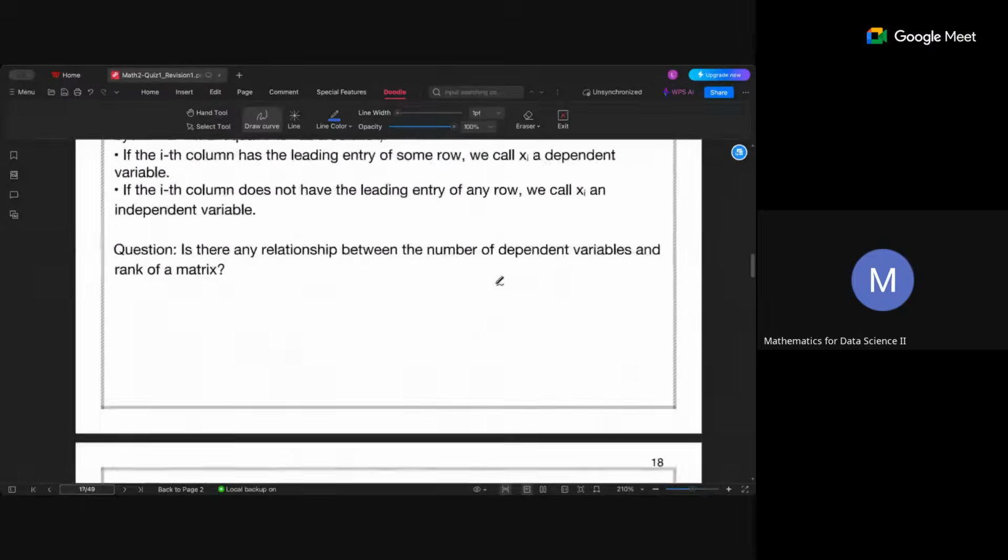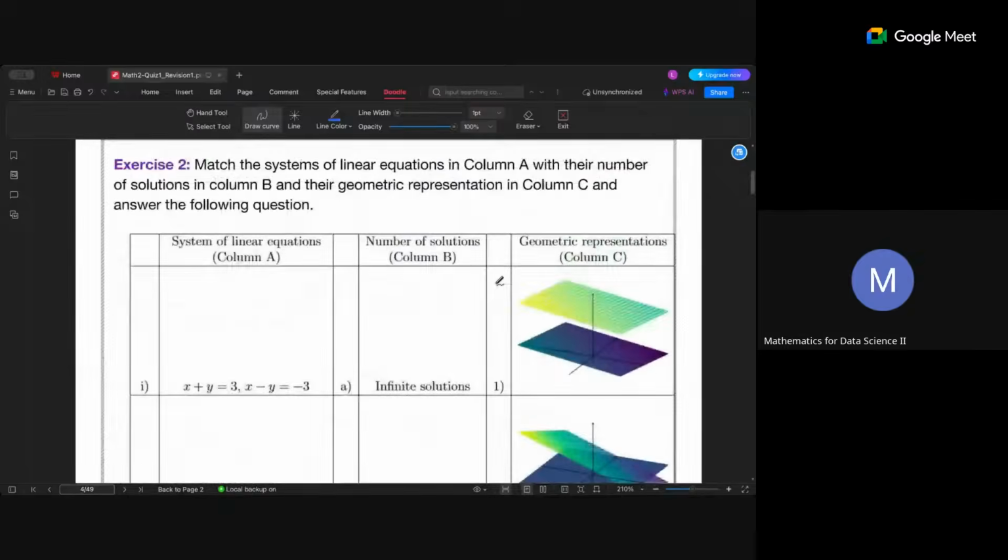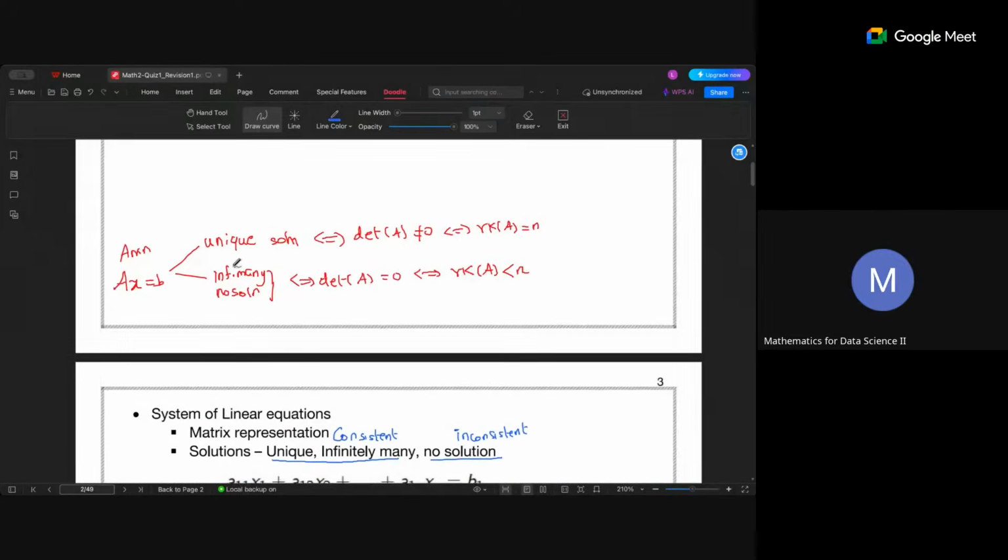Okay. So here I can quickly repeat what I told, because it's something important. Whenever you have a square matrix, Ax is equal to B, you either have a unique solution or you have infinitely many solutions. A unique solution means the determinant must be non-zero and the rank of A must be n. Or if you have infinitely many solutions or no solution, then the determinant must be 0 and the rank is strictly less than n. So these are equivalent conditions and these are also equivalent conditions.